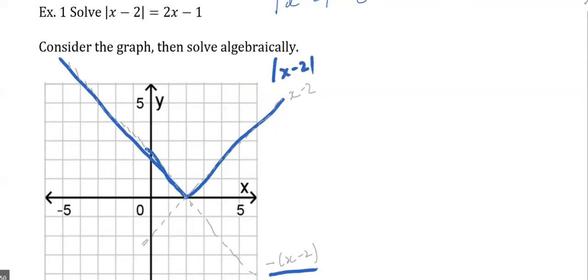And then finally, I'm going to graph this other one. I'm just going to do it kind of rough, but 2x minus 1. So I go down to negative 1, and I go up 2 over 1, up 2 over 1, and down 2 over 1, and I graph that line. So where does my red line, which is 2x minus 1, cross? How many times does it cross the absolute value? Once. So algebraically, we should get one solution.